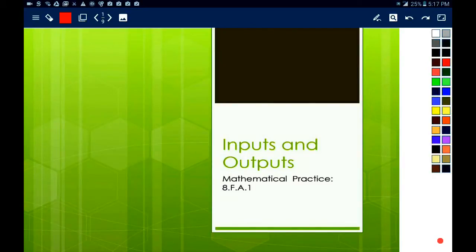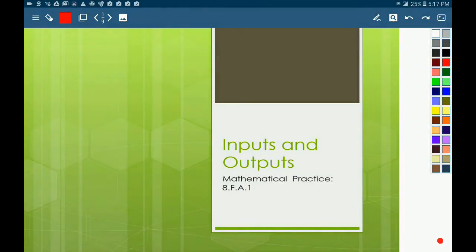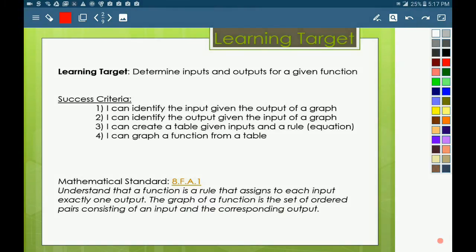Hey guys, welcome back. Today we're going to be learning about specifics on inputs and outputs. So our learning target today, we're going to determine inputs and outputs for a given function.